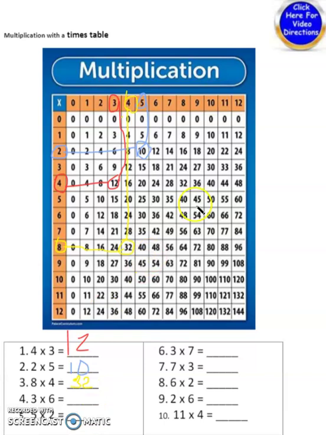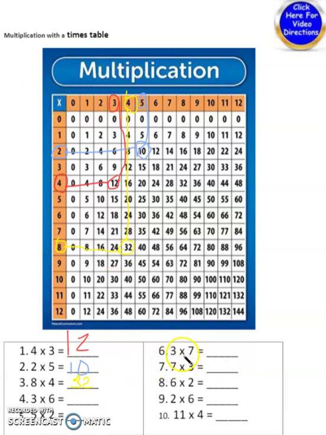I want you to push pause on the video and complete the rest of the work on your own. Before you push pause, I want to show you a little trick. It does not matter which number you choose first.